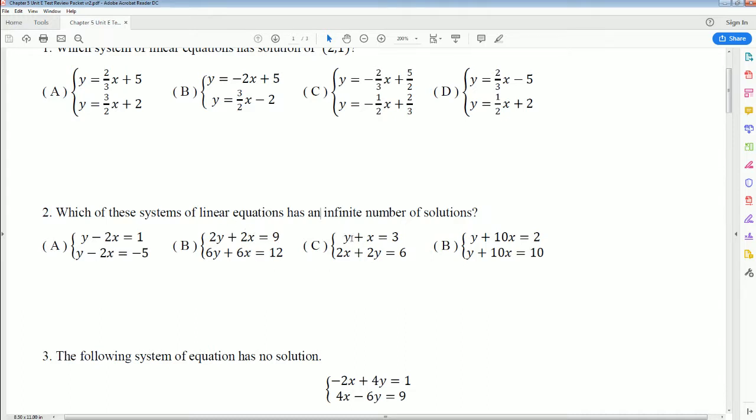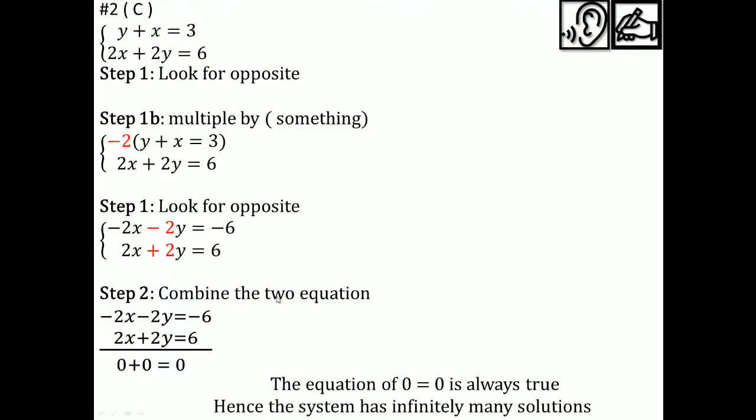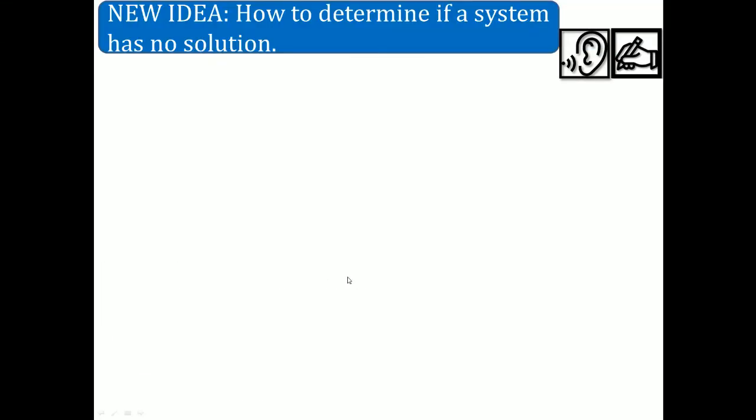If I multiply the top one by 2, 2y plus 2x plus 6. Do you see how it is the same, right? Here, I can't multiply anything to get the second one. Okay? So C would be the only one with infinitely many solutions. Think about that. Can you make the second equation based on the first equation? All right. Let's look at 3 now.